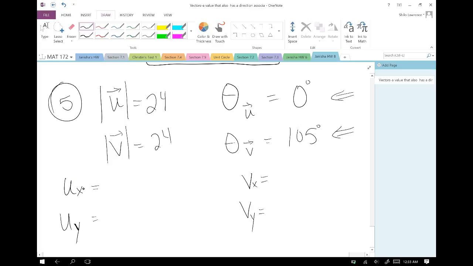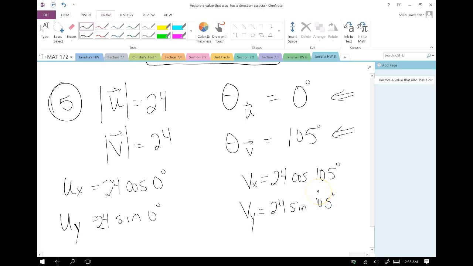So the formula is do your magnitude times the trig function and the angle. For u, we're going to do 24 cosine of 0 and 24 sine of 0. For v, it's got the same magnitude, but the angle is different. So 24 cosine of 105 for the x component, 24 sine of 105 for the y component. Now 105 is not something we have marked on our unit circle, so I'm not even going to waste my time trying to get an exact answer for that. I'm just going to type that in the calculator.